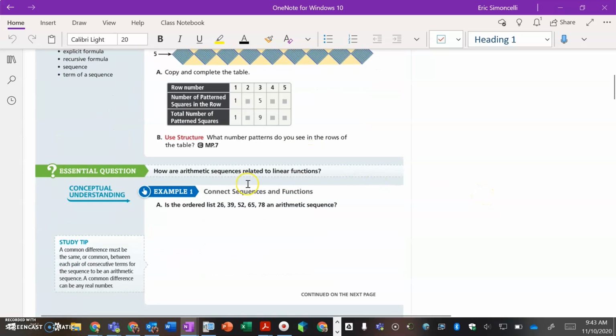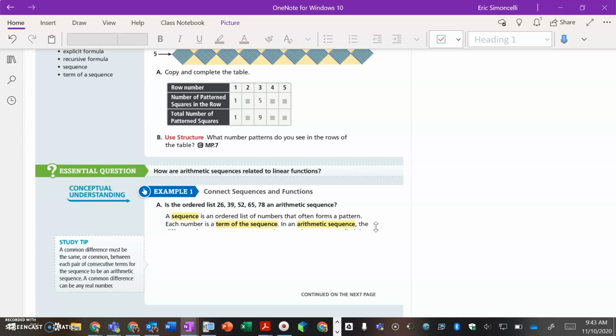Example, connect sequences and functions. So is the ordered list 26, 39, 52, 65, 78 an arithmetic sequence? We need to start off our discussion with really what a sequence is. More specifically, an arithmetic sequence, right? A sequence is an ordered list of numbers that often forms a pattern. Each number is a term of the sequence. In an arithmetic sequence, the difference between any two consecutive terms is a constant called the common difference.